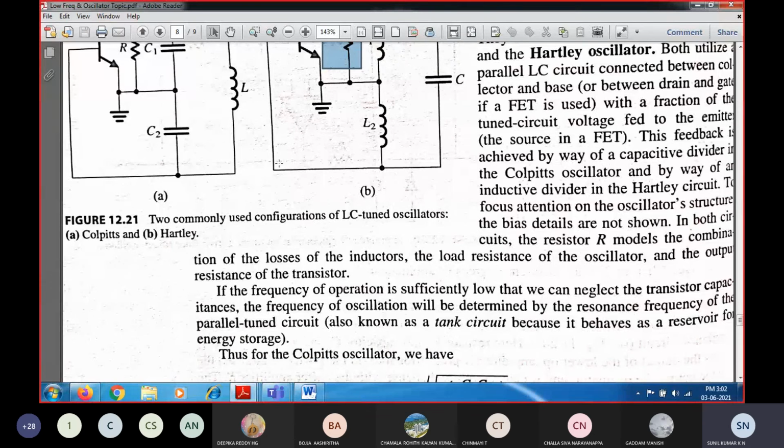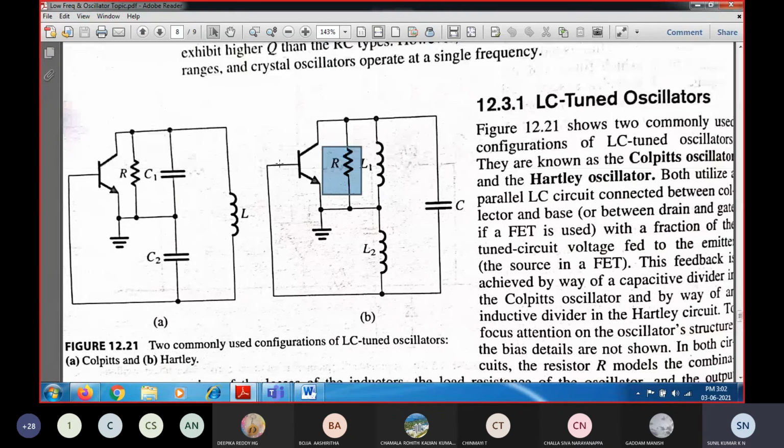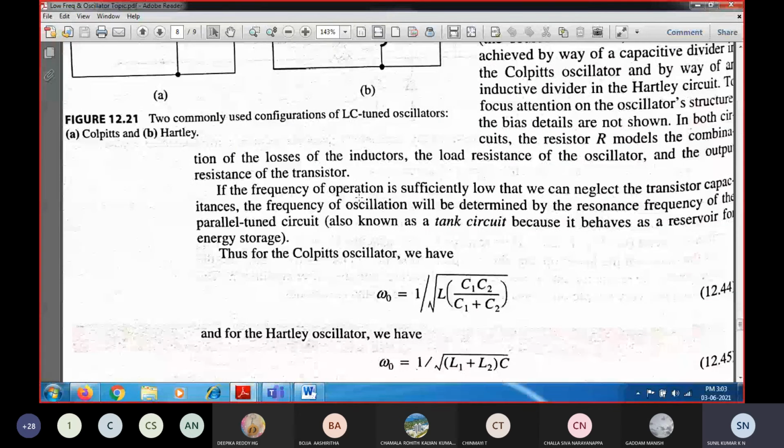Suppose the frequency of operation is sufficiently low, so what will happen? At low frequency the capacitive reactance is inversely proportional to frequency, so the capacitor will act like an open circuit, and the entire feedback is going to be fed back through the inductor itself. So it is not going to be operated at low frequency, and the frequency of oscillation of the circuit will be determined by the resonance frequency.